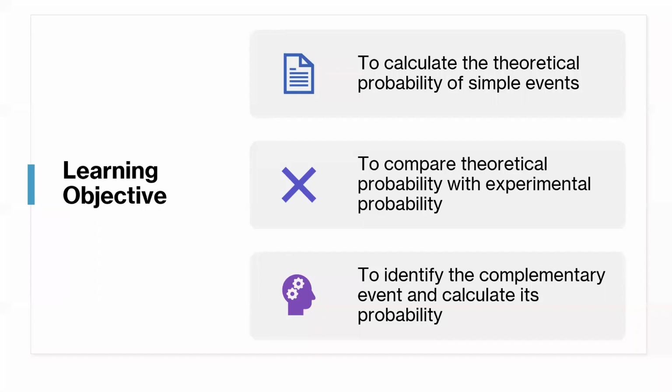So our goal today is just to figure out how to calculate theoretical probability, and this might be a little bit of review from even elementary school with a couple of new terms that you're going to learn. Then we're going to look at comparing theoretical probability with experimental probability, and finally we're going to be looking at what a complementary event is.